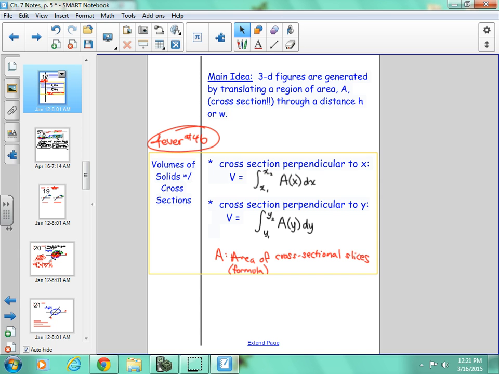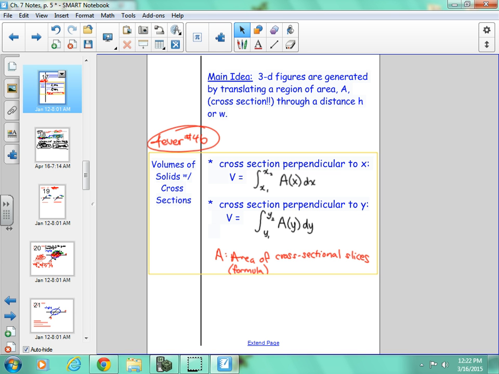So what I can do is accumulate areas times depths, but the depths are becoming infinitesimally thin. That's what the integral does, and it accumulates them all. One more thing to talk about: with areas, could you choose whether it's in terms of x or in terms of y? Yeah. With volumes, can you? No, it is defined for you.